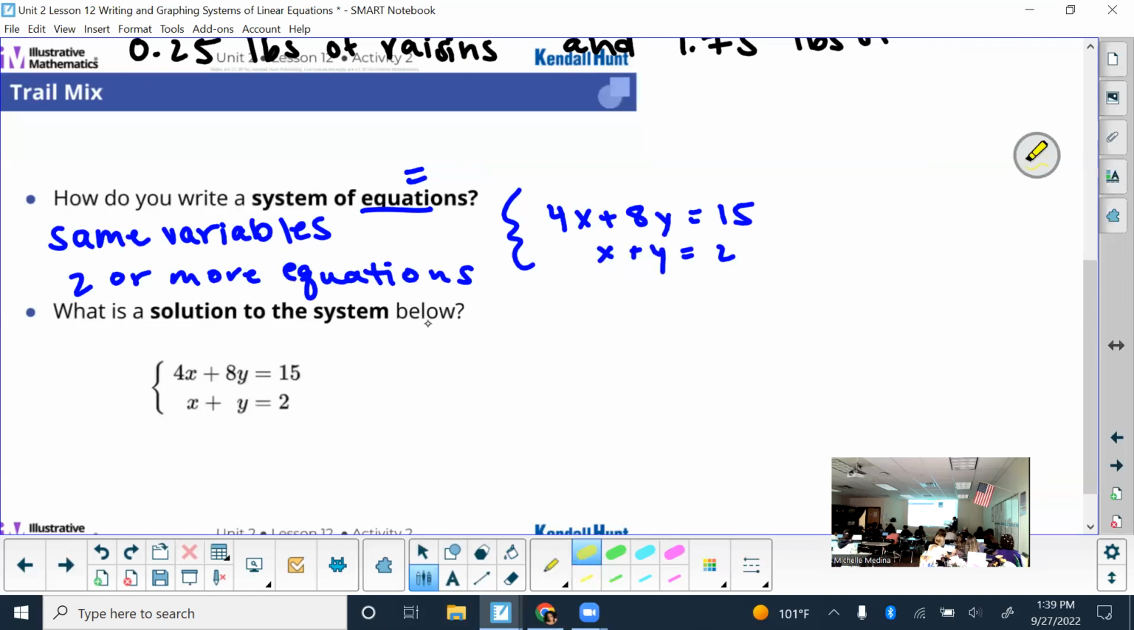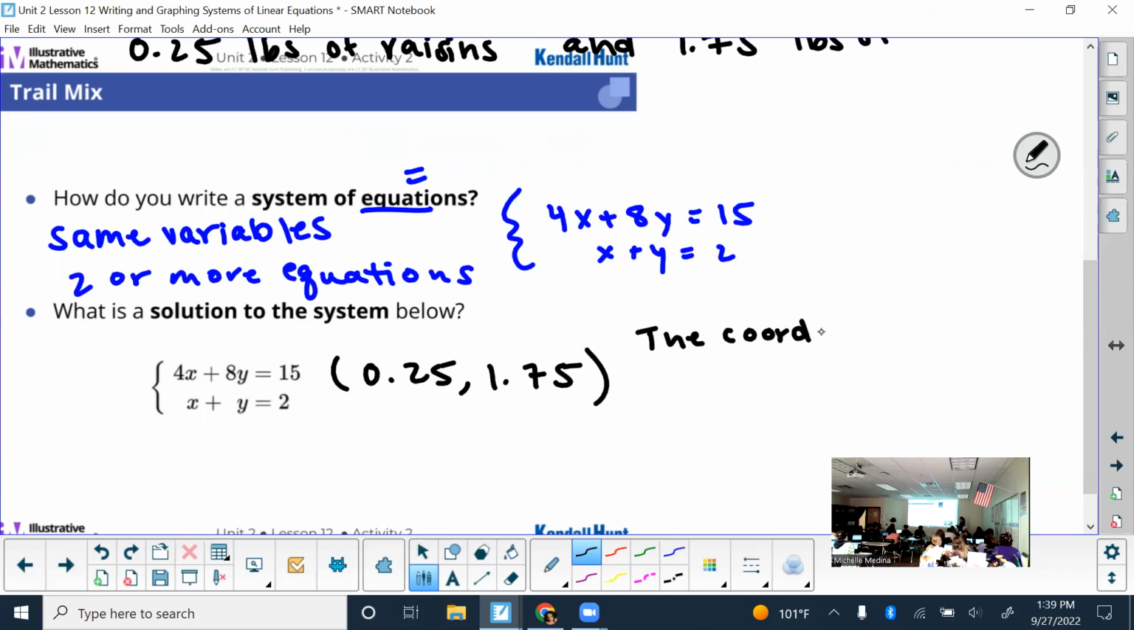So then, what is the solution to the system below? This is from the last problem. So what did we say the solution was? Good, so the solution to a system could be the coordinate. So in your own words, the coordinate where what? The coordinate where someone said it, the lines intersect. That's how you know on a graph.